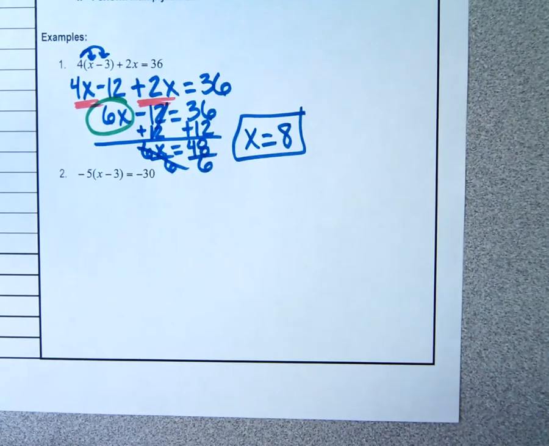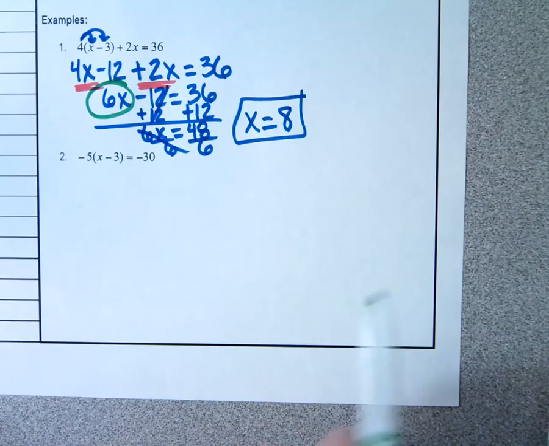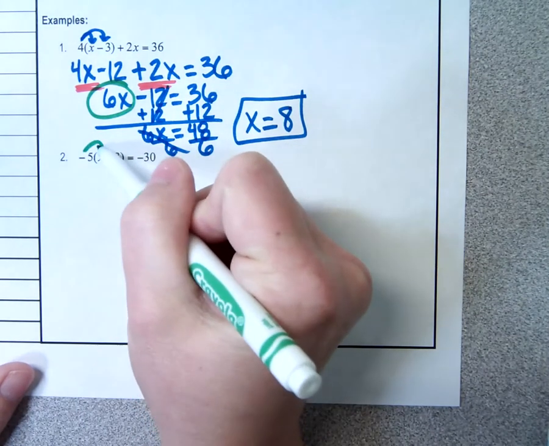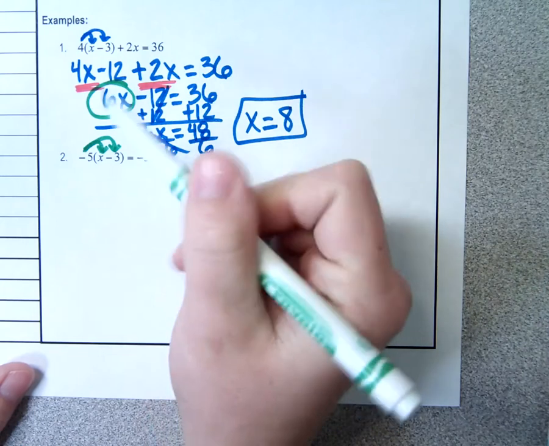And there's our answer. Okay, number 2. Do you see any parentheses? Yes, we have to get rid of them. So I need to distribute. I need to multiply my negative 5 with everything inside the parentheses.